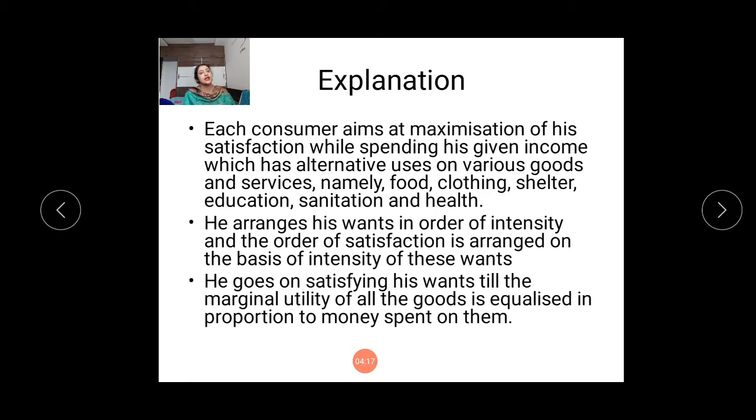The resource in the case of a consumer will be his income, and that income can be used in multiple ways. Now the consumer has to choose in a way that his satisfaction is maximized. Now how can he do that? So he arranges his wants in order of intensity, and the order of satisfaction is arranged on the basis of the intensity of these wants. Now what does that mean?